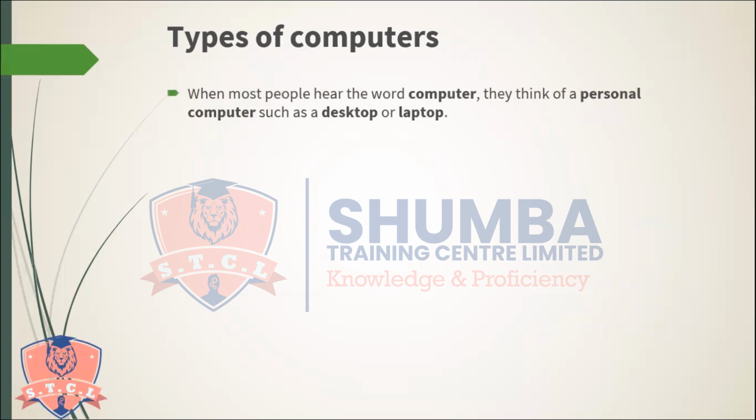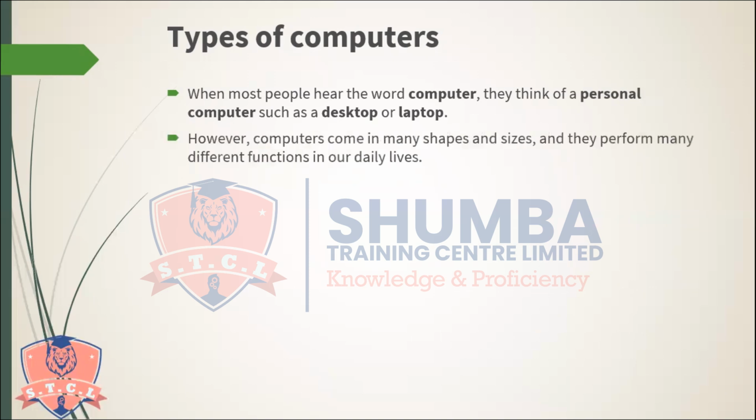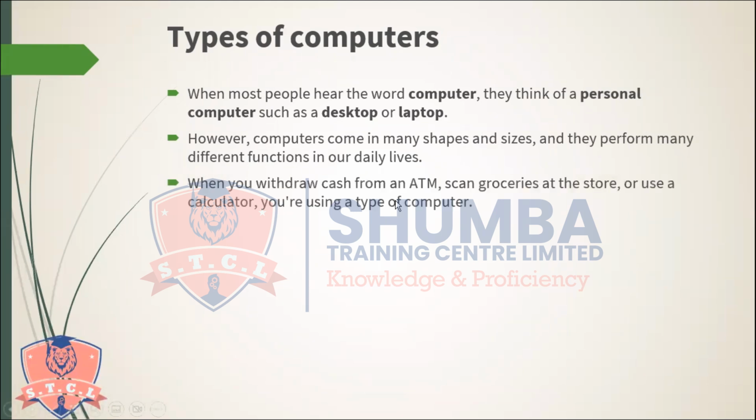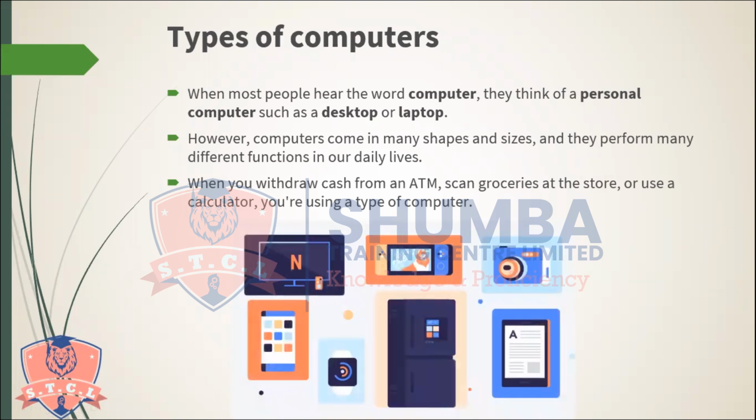When most people hear the word computer, they think of it as a personal computer such as a desktop or a laptop. So you have a desktop and a laptop. Okay. However, computers come in many different shapes, sizes, and they perform many different functions in our daily lives. So when you withdraw cash from an ATM or the automated teller machine, when you scan groceries at a store, or when you use a calculator, you are using a type of computer, except that you didn't know that it is a computer. Okay. So these are images of computers. I'm going to explain more about these, and you're going to understand as we progress.